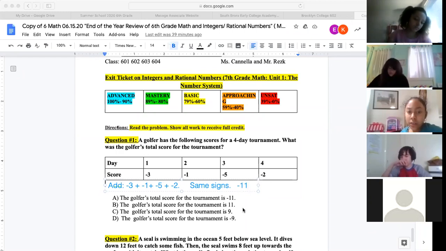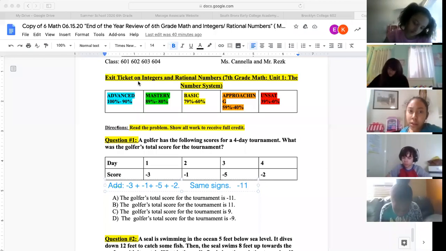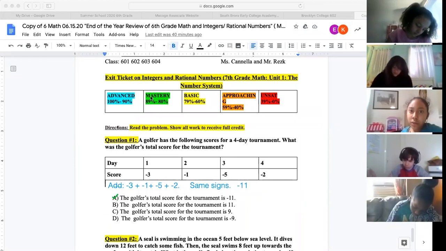Good. Please make sure you're writing down the exact notes I modeled, because in some of your packets, some of you guys were just writing down answers. You didn't have any of the notes I wrote. So therefore, it's -11. So we pick choice A. We don't have to cross off. All right, so the answer is A.